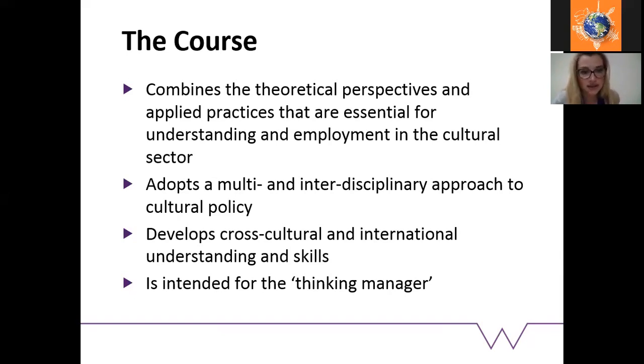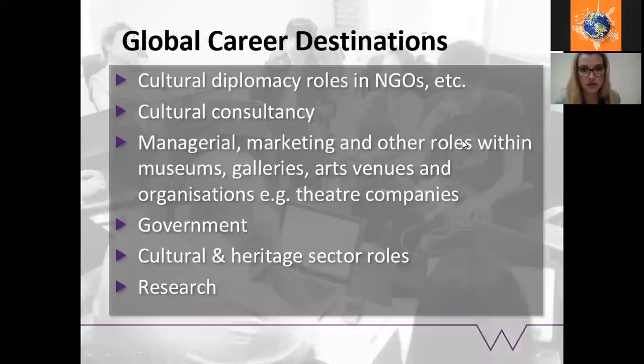And coming back to the course itself, it is actually intended for thinking managers. The course is looking at how we can manage cultural policy. So in terms of your employment, you'll be looking at managerial positions and roles. And Maria's just saying that, yeah, it's international. She's agreeing with me. So in terms of destinations, these are the career roles that our students took once they've graduated.